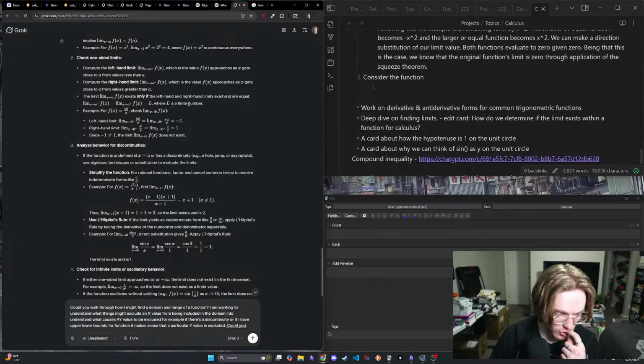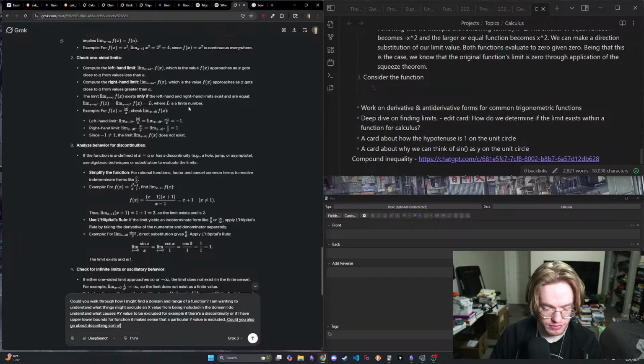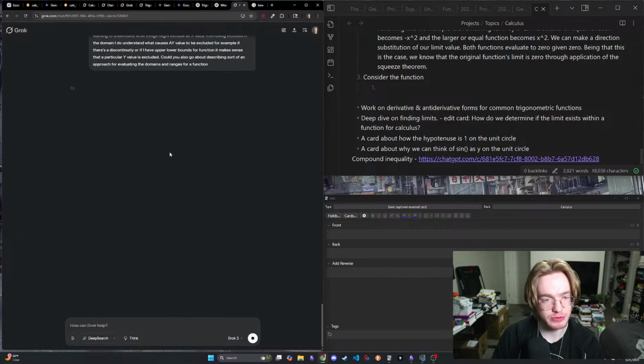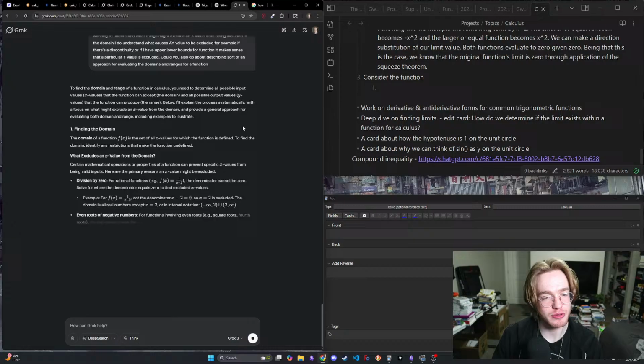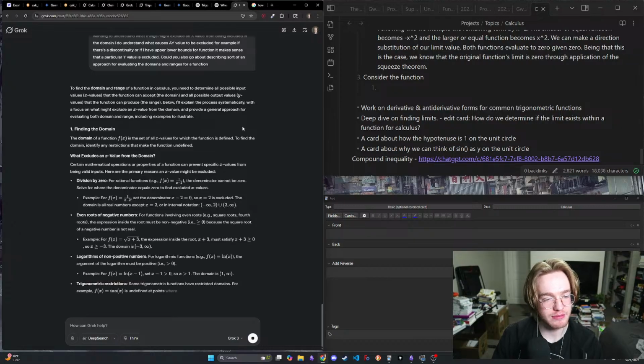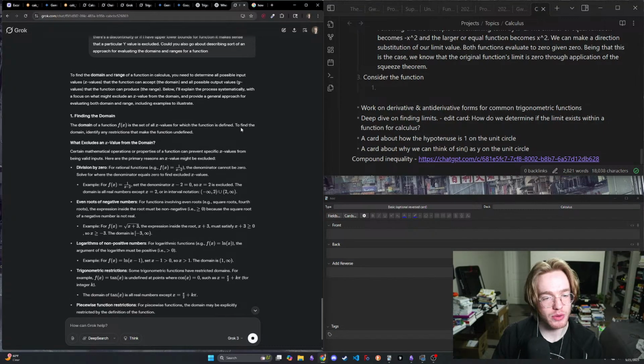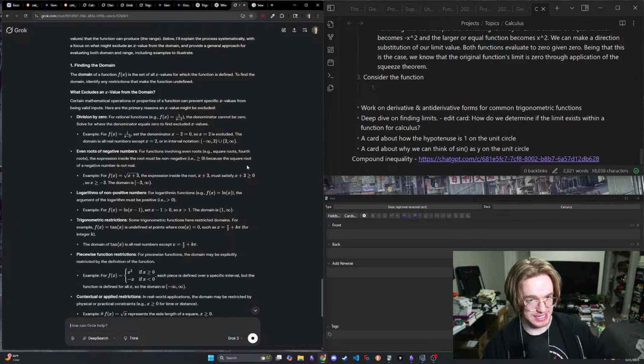Could you also go about describing an approach for evaluating the domains and ranges for a function? Okay. I think that's reasonable. You need to determine all possible input values, x values that the function can accept, the domain, and the possible output values y that the function can produce. Below, I'll explain the process systematically with a focus on what might exclude an x value from the domain and provide a general approach for evaluating both the domain and range, including examples to illustrate. The domain of a function is the set of all x values for which the function is defined. Okay, that's it right there.